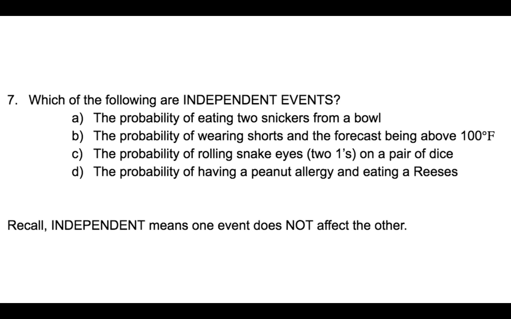So if we're looking at A, the probability of eating 2 Snickers from a bowl, we talked about that one earlier, right? If there were 25, then I ate one, then my sample space changed, so there's only 24. So those two events affect each other, right? If I eat a Snickers, that's going to affect how many total are in the bowl, and that's going to affect how many Snickers are available for me to eat. So A is very clearly going to be dependent.